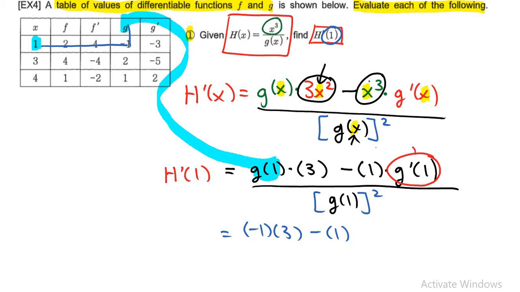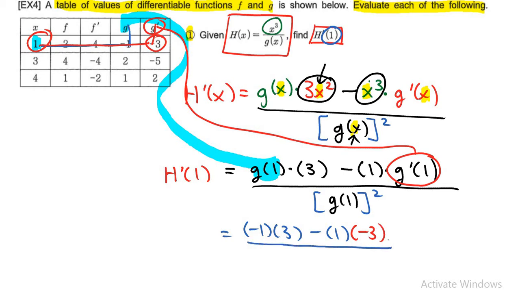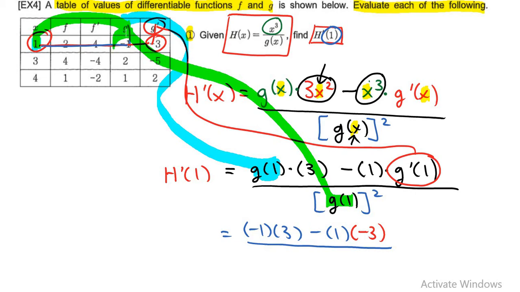So g prime of 1, if I go to my table here, here's g prime. Here's 1, so g prime of 1 is going to be negative 3. So I need a negative 3 here, all divided by the denominator squared. So my denominator is g of 1. Probably get my green marker here. So g of 1. If I go to my table again, g of 1 is just negative 1. So my denominator will be negative 1 all squared.